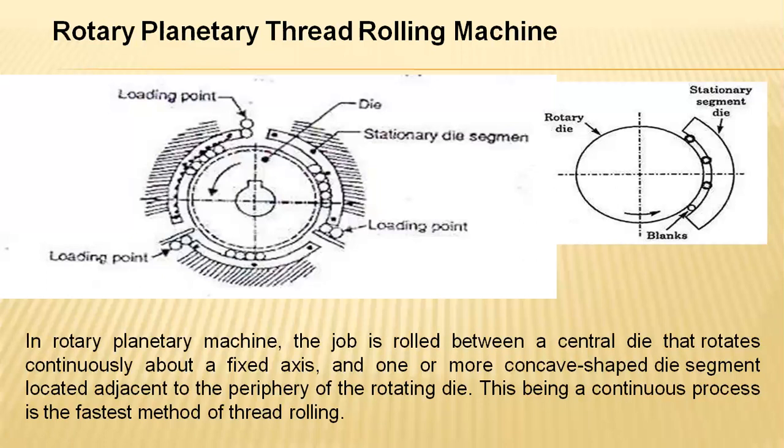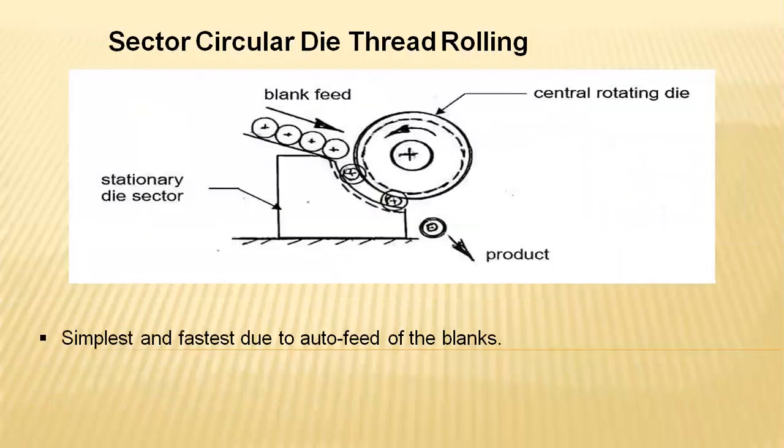Moreover, a concave shaped die segment is located adjacent to the periphery of the rotating die. So it will be acting as a periphery, in the concave shapes. And even this action will be done in a predefined way and very fast in the method of thread rolling.